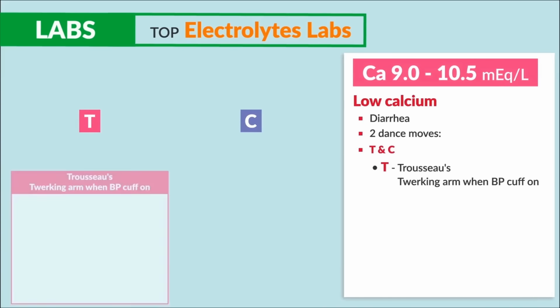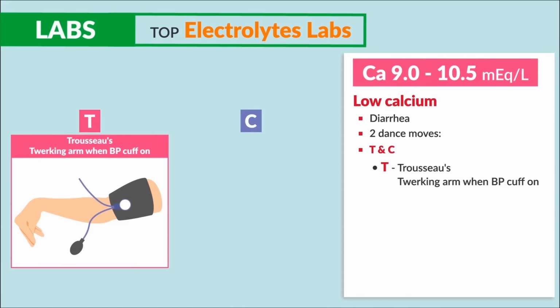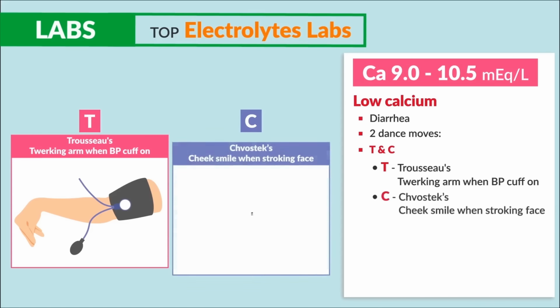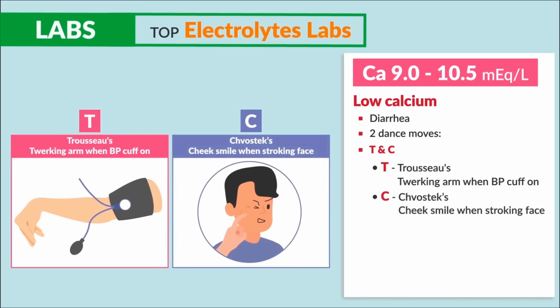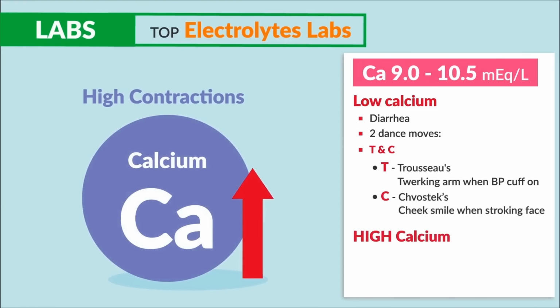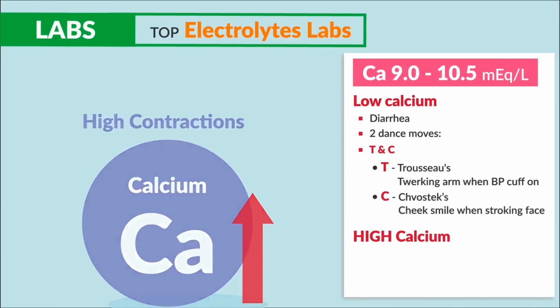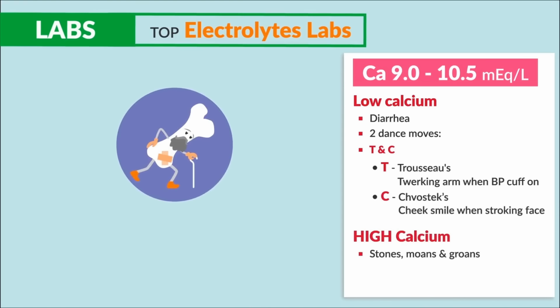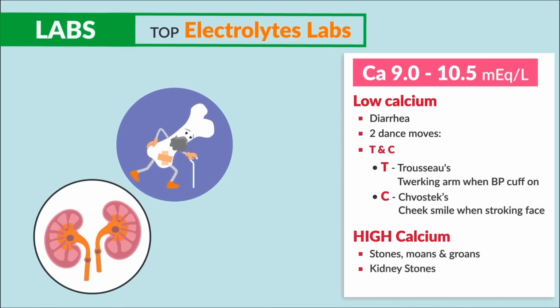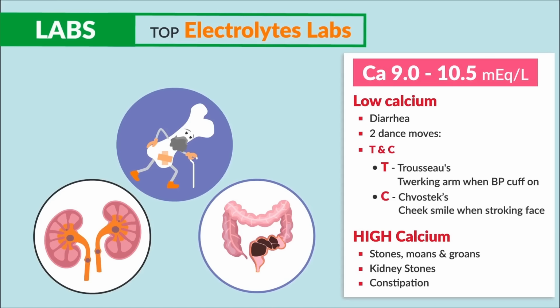We have Trousseau's, a twerking arm with the BP cuff on. And for C, we have Chvostek's, or just Chvostek's. Think C, the cheek smile when stroking the face. And for high calcium, just think high contractions. We have stones, moans, and groans. So all that calcium leads to kidney stones, and high contractions inside the GI will lead to constipation.